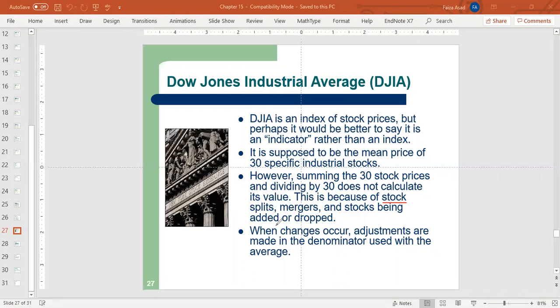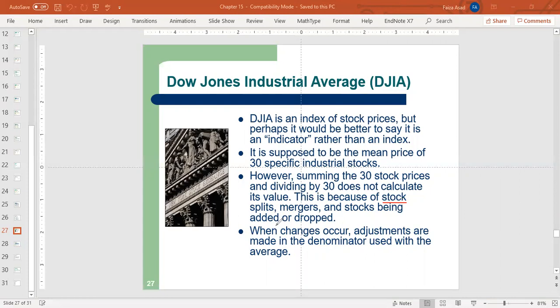And these are finance terminologies, so I'll give you a little introduction to them. A stock split is when one stock is divided into two stocks. A merger is where companies use their abilities for a single project, like Sony Ericsson. Sony is one company and Ericsson is the second one, and these two companies worked together and developed a colored LCD phone. Stock being added or dropped is when a company issues more equity in the market or repurchases equity from the market. All these events put their effect on the stock values.